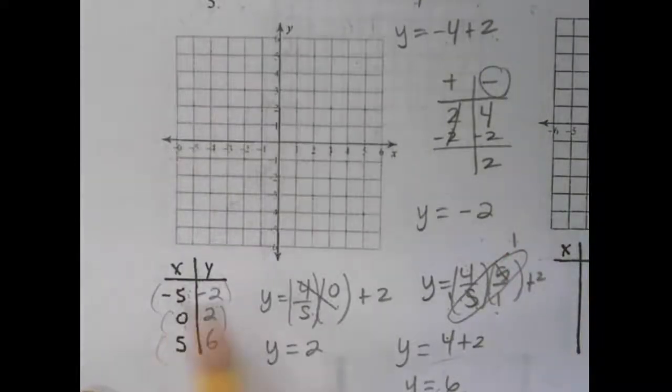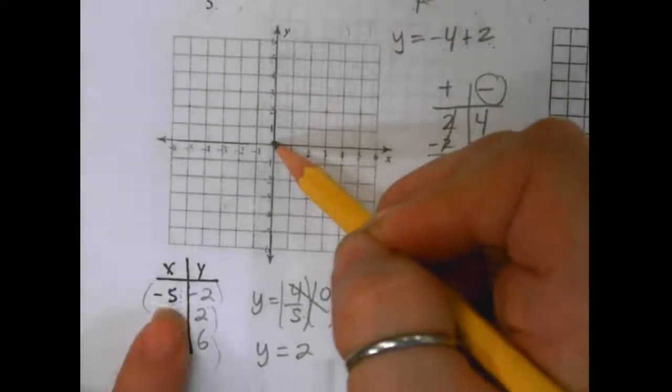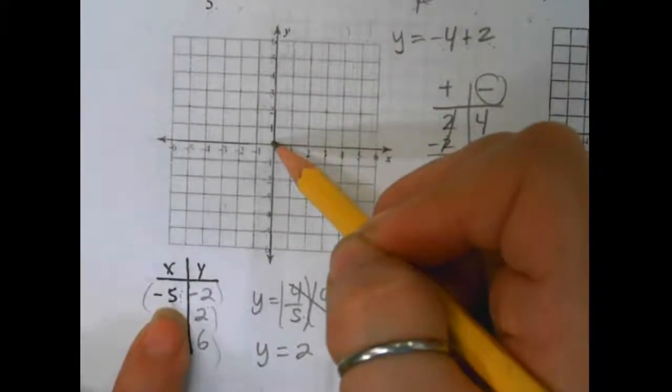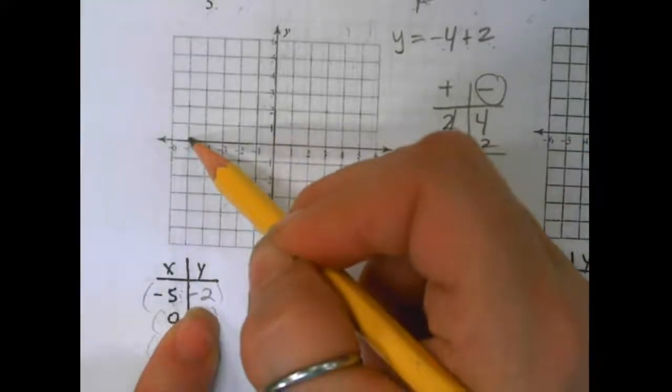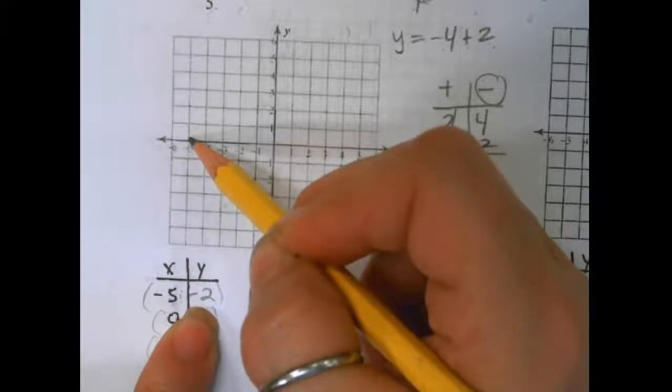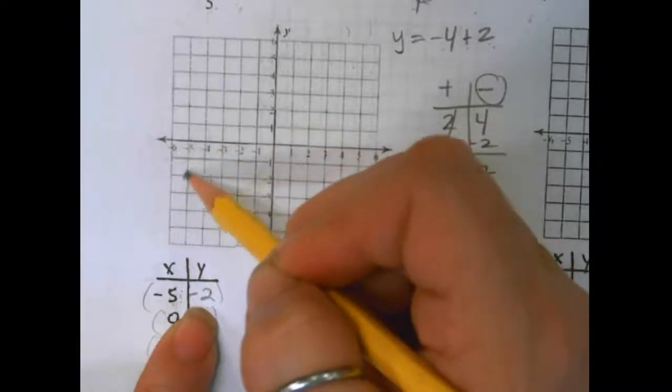Okay? So I'm going to go and I'm going to graph. My first one, starting at my point of origin, what's my x value? Negative 5. So I'm going to go left 5, and then y is what value? Negative 2. So am I going to go up or down? Down 2. That's my first point.